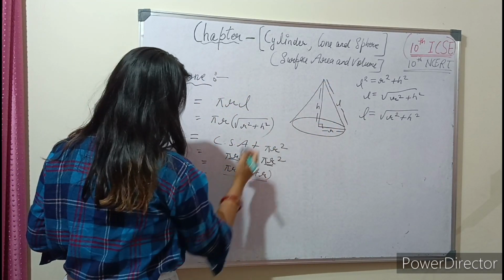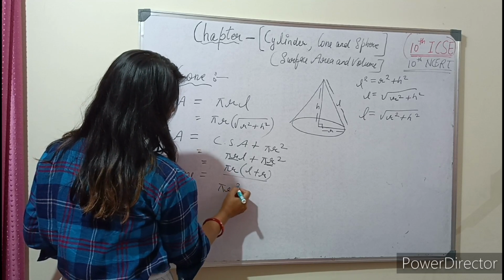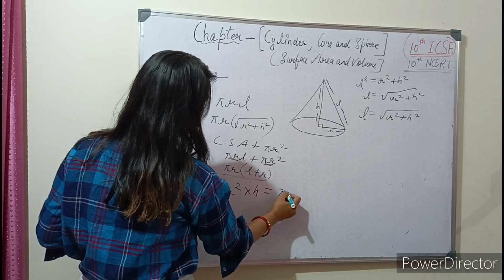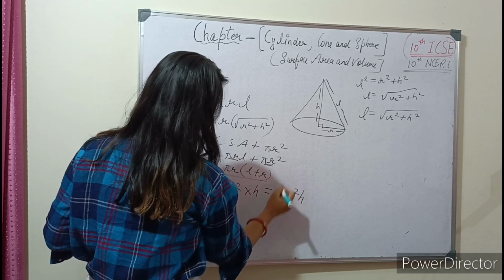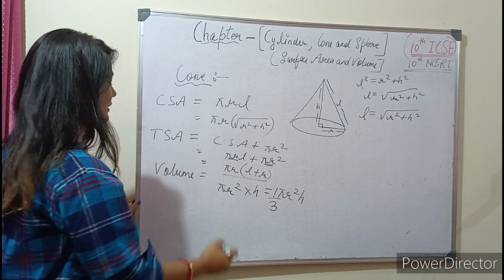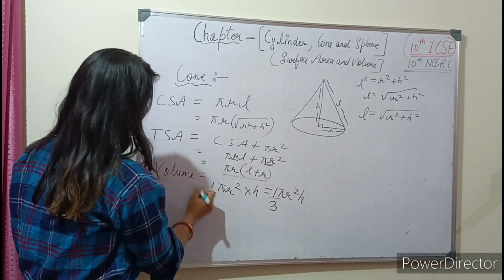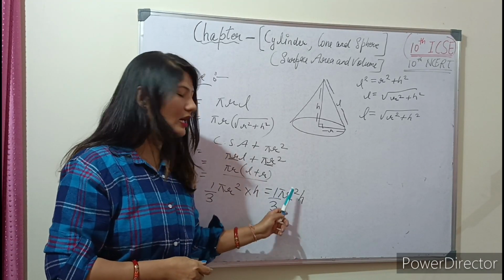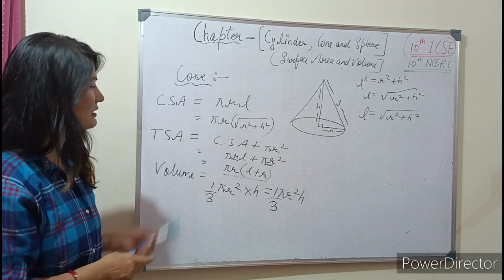So the area of the cross section is always pi r square multiplied by height. So your volume of a cylinder is pi r square h, but in the case of a cone you write 1 by 3. So here again multiplied by 1 by 3. So the volume of cone is 1 by 3 pi r square h. So please have a look.